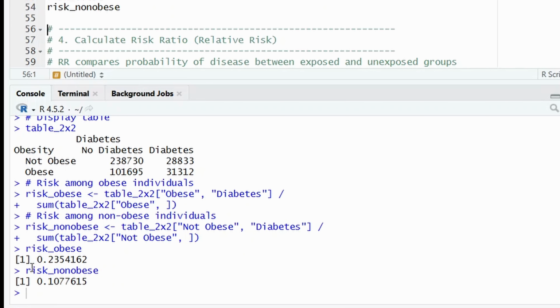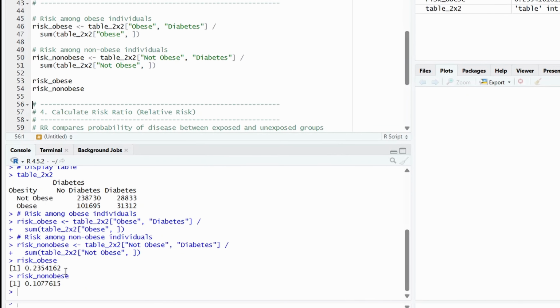The risk among obese adults is 0.235. That means about 23.5% of adults with obesity have diabetes. Now compare that to the risk among non-obese adults, 0.108. So about 10.8% of adults without obesity have diabetes. From a public health perspective, this is a meaningful difference. Even before calculating ratios, we can clearly see that obesity is associated with a higher burden of diabetes in this population. Next, we calculate the risk ratio.